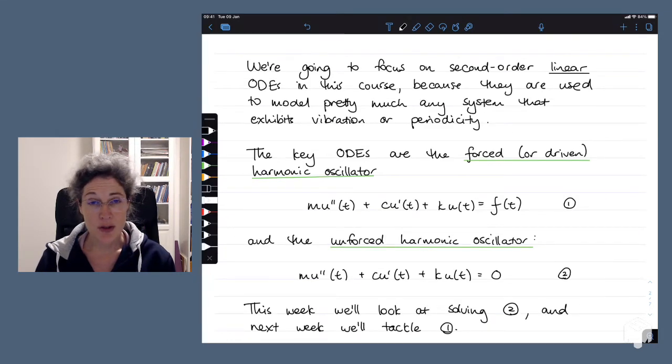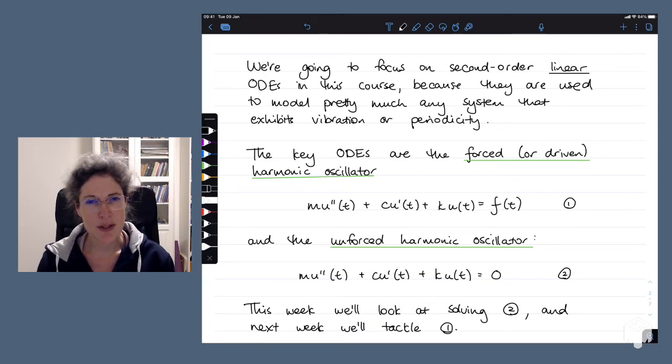More than that, we're not going to be looking at just general second order differential equations. We're specifically going to be looking at linear ones. So you remember from last week what that means, I hope. If you don't, go and check it out. And we're going to be even more specific than that. We're mostly going to be looking at constant coefficient second order linear differential equations.